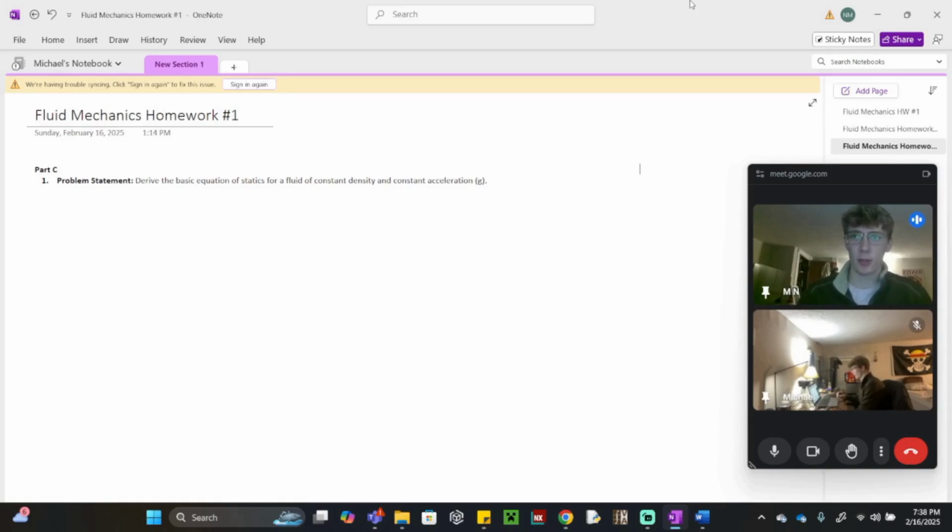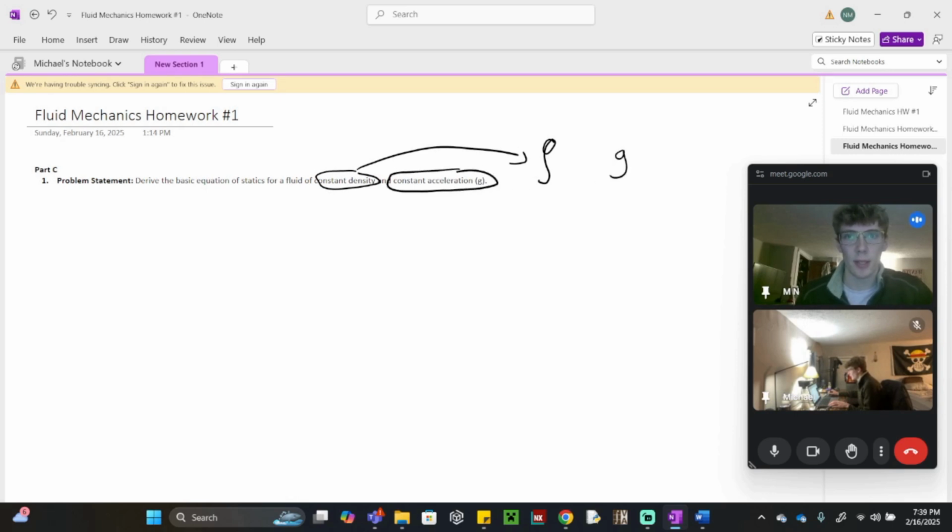Okay, so welcome back to Fluid Mechanics Homework number one. This will be part C, and we are beginning on problem statement number one of two for part C. The problem statement states to derive the basic equation of statics for a fluid of constant density and constant acceleration. For this problem, we will use the variable rho for the density, and we will use the variable g for the gravitational acceleration.